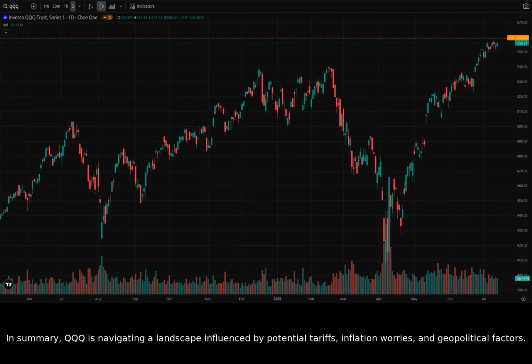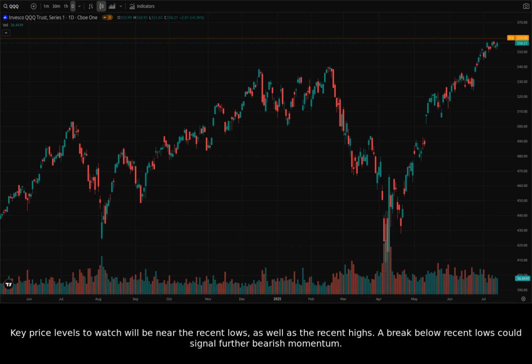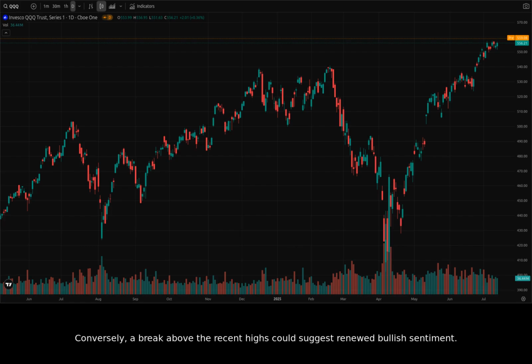In summary, QQQ is navigating a landscape influenced by potential tariffs, inflation worries, and geopolitical factors. Key price levels to watch will be near the recent lows, as well as the recent highs. A break below recent lows could signal further bearish momentum. Conversely, a break above the recent highs could suggest renewed bullish sentiment.